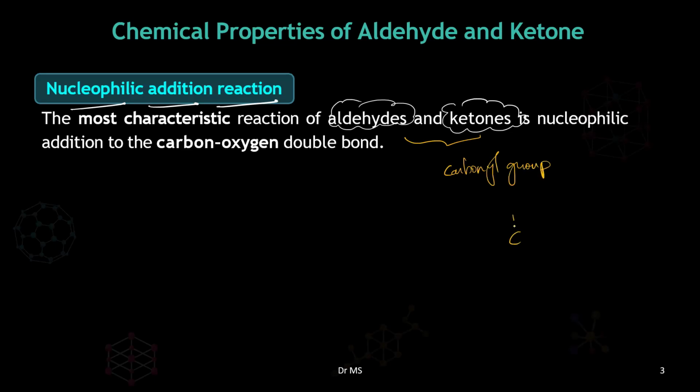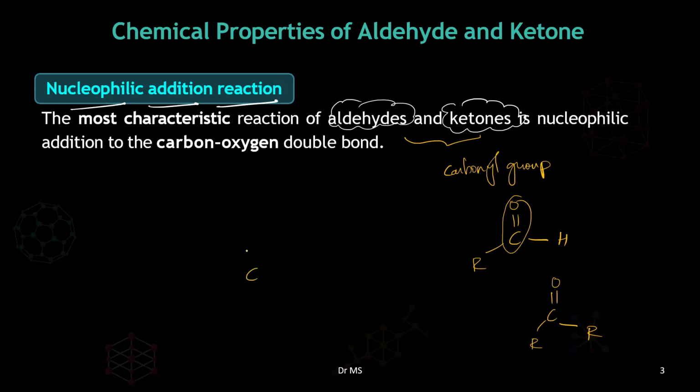So there is a C double bond O. If it is attached to hydrogen, we call it an aldehyde. The same C double bond O, if it is attached to two alkyl groups, we call it a ketone. So here C double bond O is the common thing present in both aldehydes and ketones.